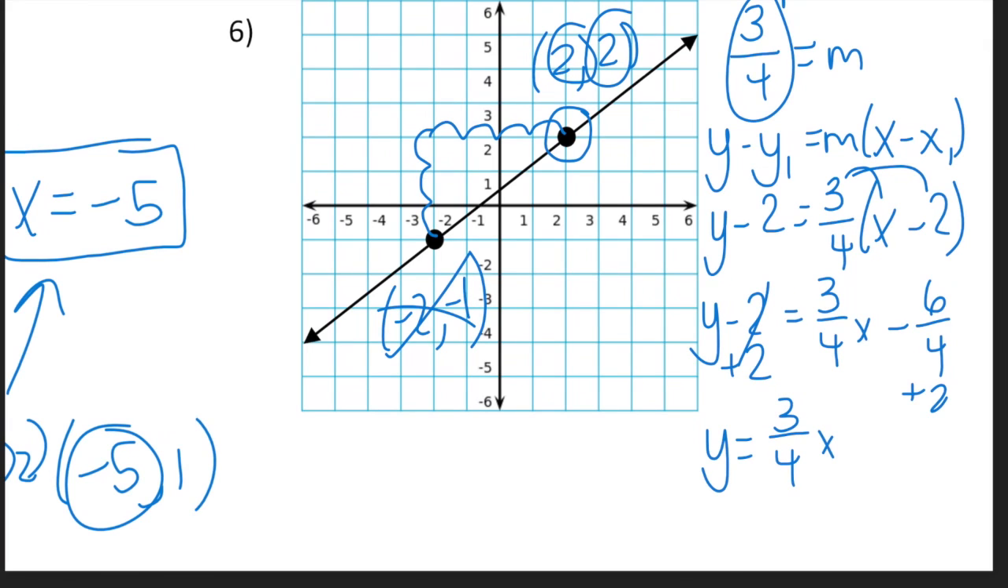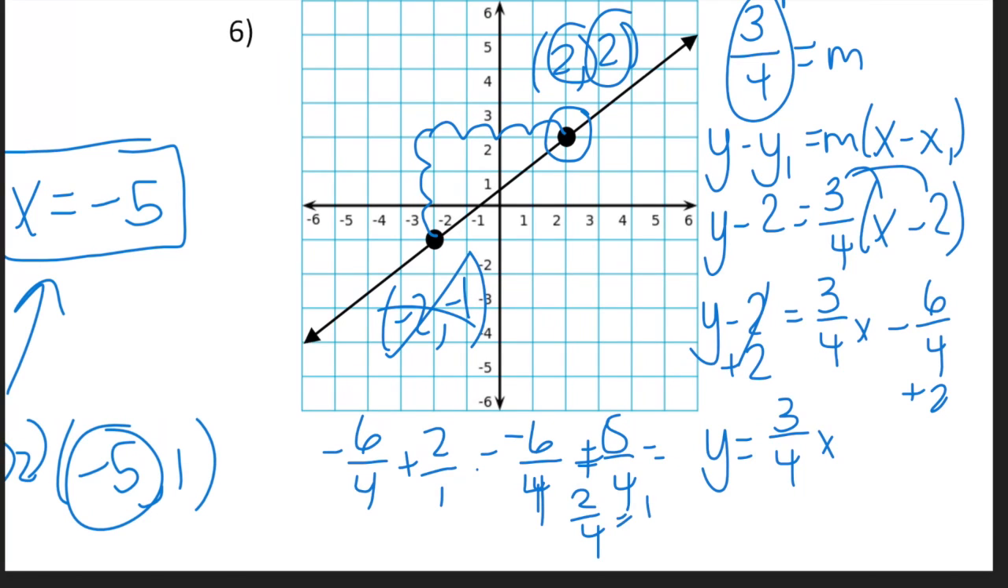3/4 x. And let's see, negative 6/4. I'm going to do mental math here. Plus 2 over 1. 2 over 1 is the same as 8/4. So negative 6/4 plus 8/4 is 2/4, which is 1/2. Now you could let Desmos do that for you. It's going to turn out to be positive. So if you don't want to deal with those fractions, just let Desmos do it.